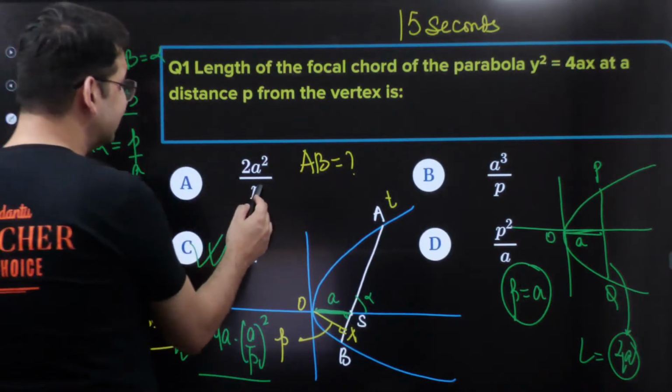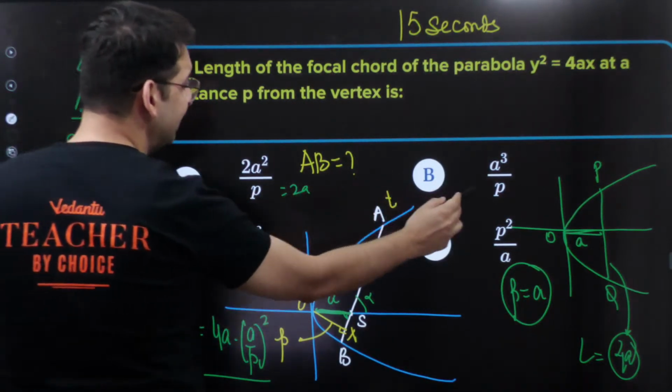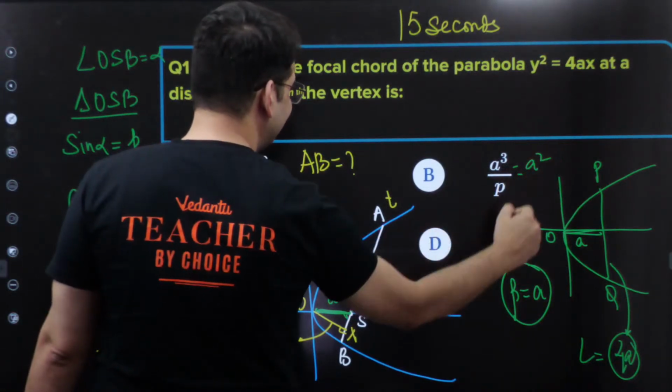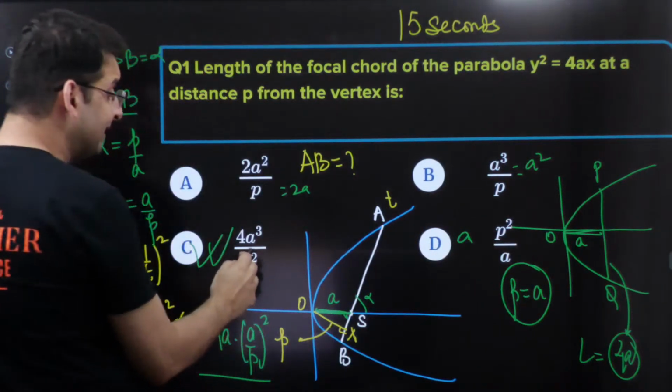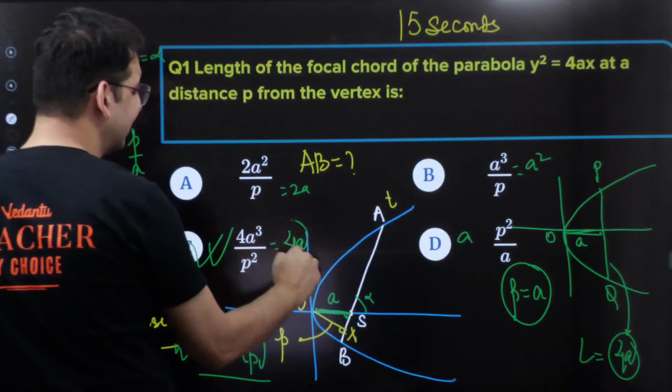If you put P as A, this length is 2A. P as A, this length is A square. P as A, this length is A. If you put P as A, this length is 4A. So of course, this had to be the correct answer.